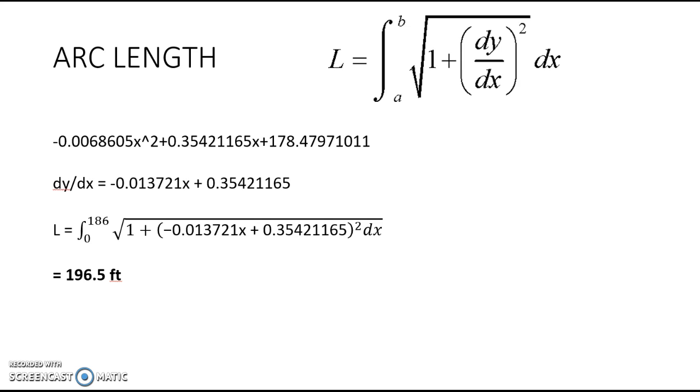The ArcLength formula is that the length is equal to the integral from a to b of the square root of 1 plus the derivative squared dx. So when I plugged in my numbers into this formula, it became the integral from 0 to 186, which was the span of x values that I had to deal with, of the square root of 1 plus the derivative squared dx. And when I plugged that into my calculator, I had gotten that the length of the curved side of the baseball field was 196.5 feet.